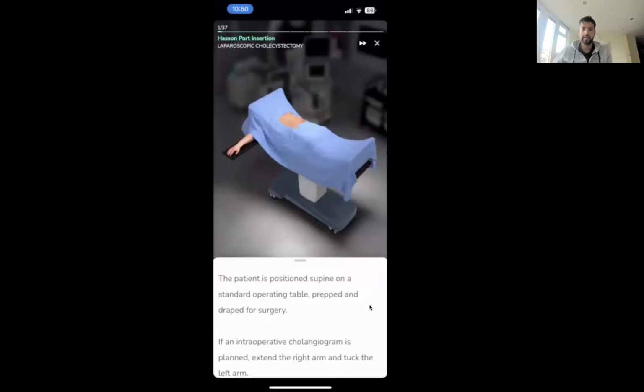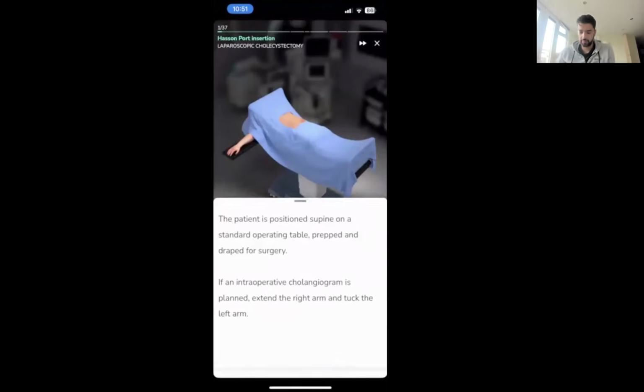Right, hopefully you guys can see this now. So this is my phone screen, and this is kind of like a surgery simulator. So I'm just going to show you what happens in a keyhole operation like this. So obviously what we've got here is the patient positioned on the table.